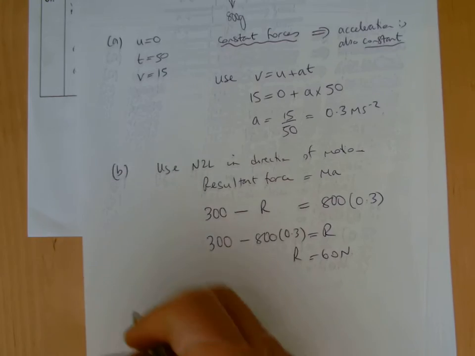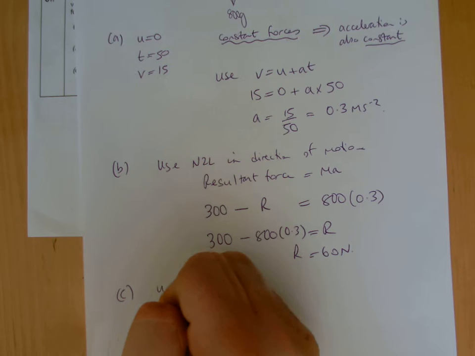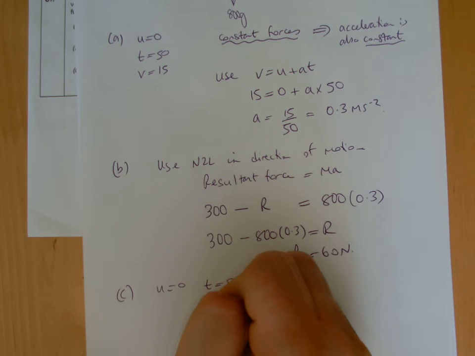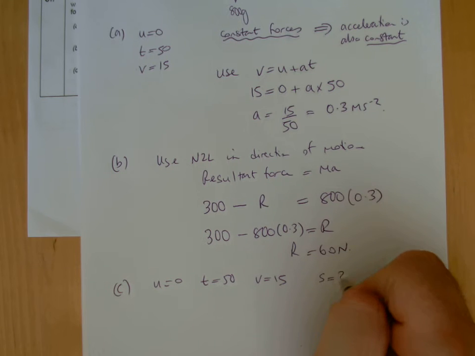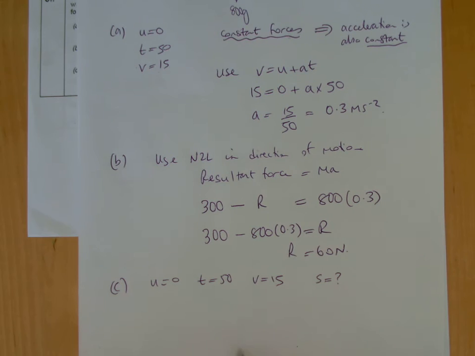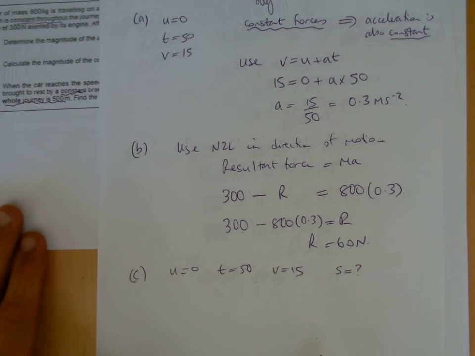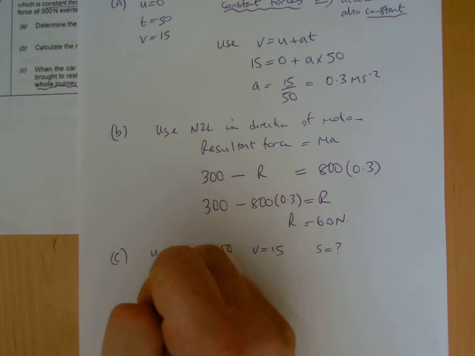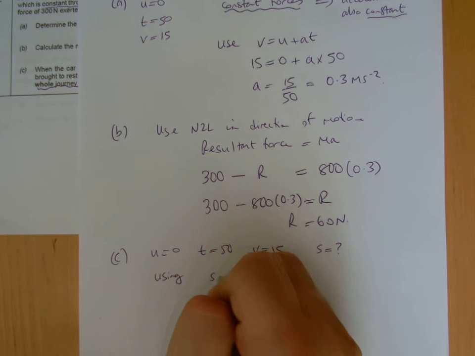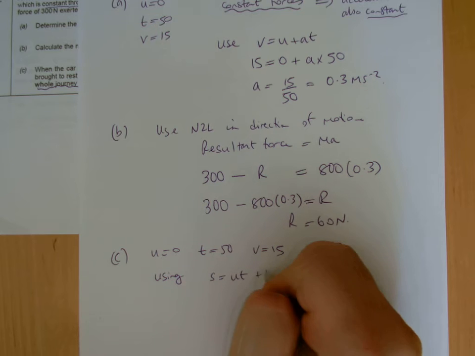up until the point it gets to 15. Okay, so remember then, U was 0, isn't it? T was 50, okay, for it to get to 15. So we can work out then how far has it travelled until it gets to 15 meters per second.